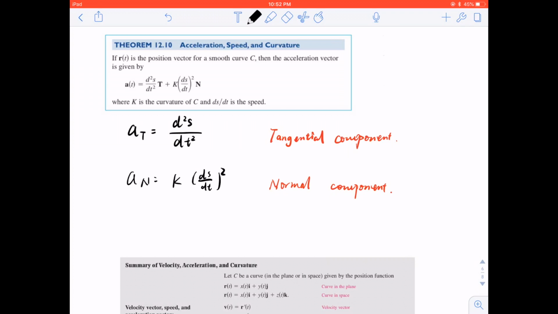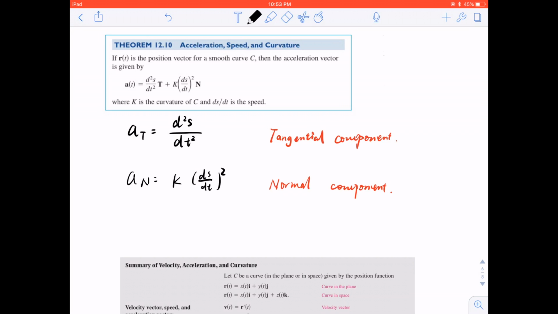Finally, let's look at acceleration, speed, and curvature. We all know that the acceleration function is the derivative of the speed function, and the speed function is the derivative of the position function. So if r sub t is the position vector for a smooth curve, the acceleration vector is given by a sub t equals that, where k is the curvature of C and ds over dt is the speed.